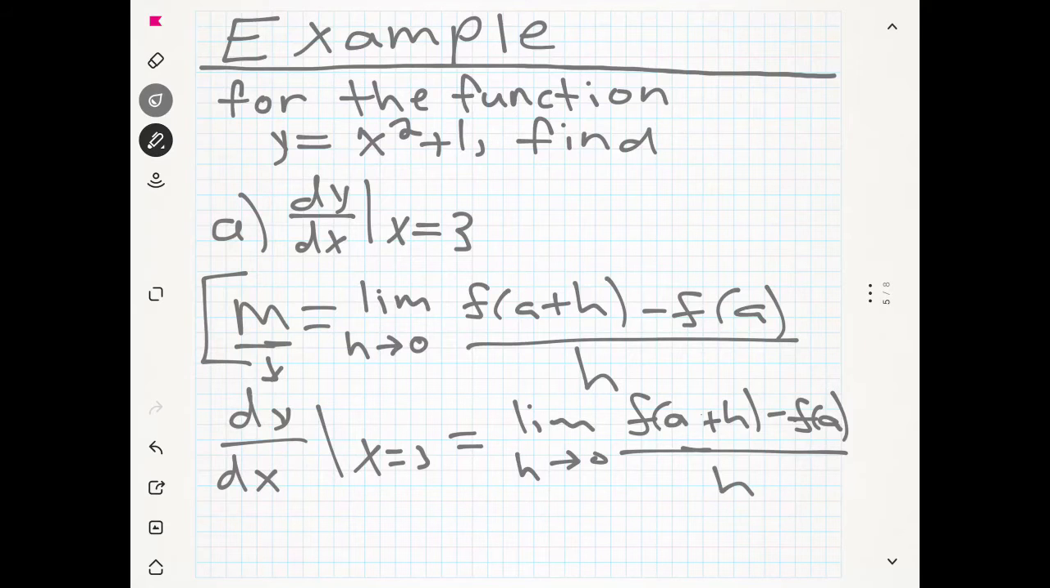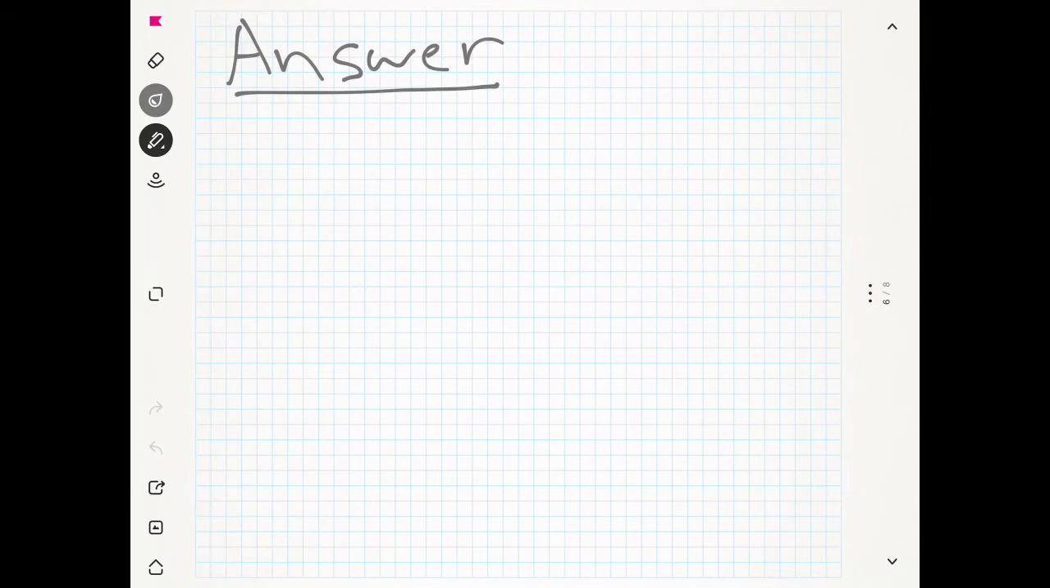Now for the sake of this unit, I will write dy over dx at x is equal to 3 equals the limit as h approaches 0 of f of a plus h minus f of a, all over h. All right, so now we're going to go ahead and solve it. I'm just going to write down the original function so I can remember it, because I will need it.